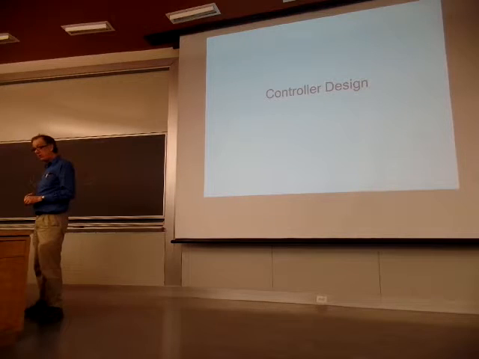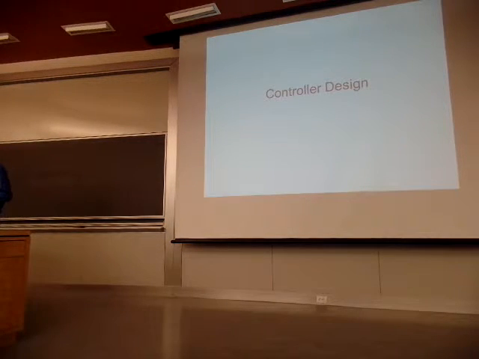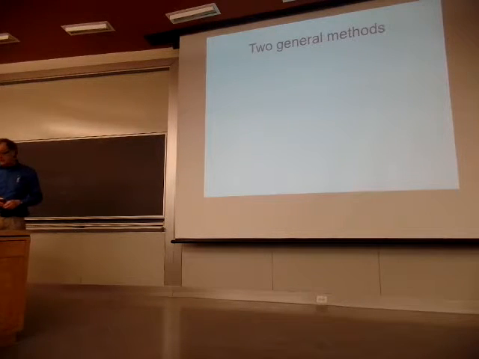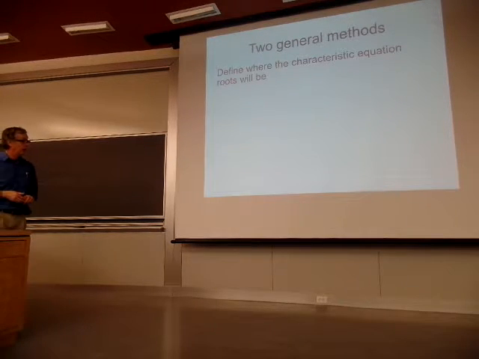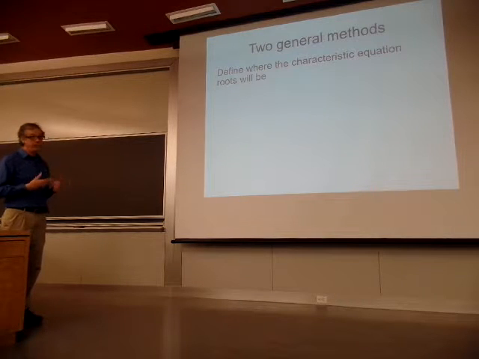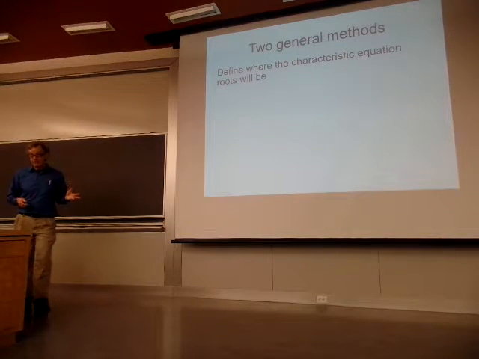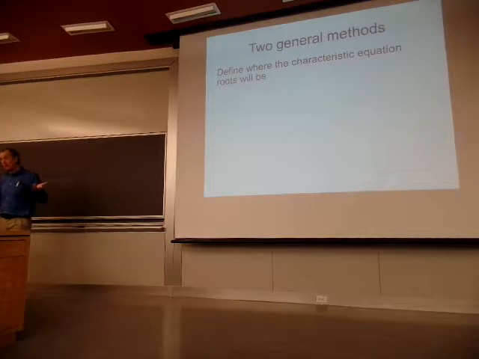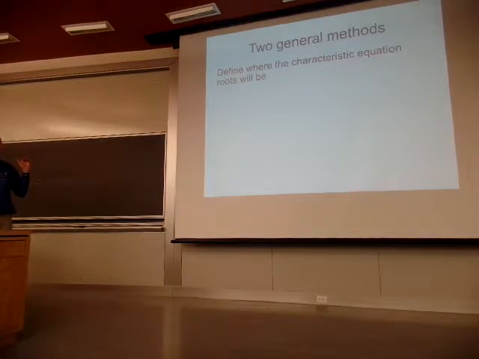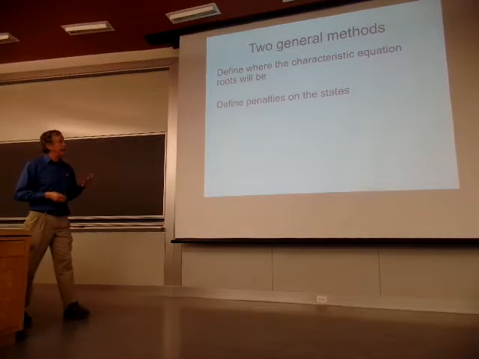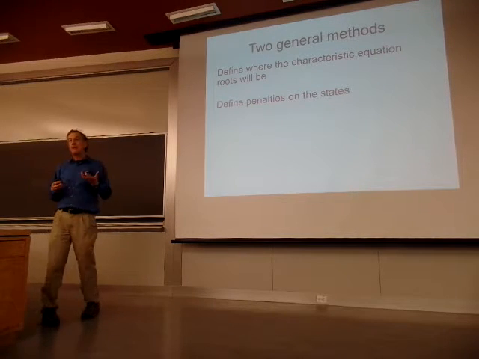So we're going to start doing some controller design. We're really trying to get to here. Two general methods. We'll look at both of them in this class, but we'll concentrate on the first one. We can define where the characteristic roots will be. I can define all of them. Not just dominant roots like we did in transfer function control, but I'll specify every single root. That's one method. The other method is basically by defining quantities on the states.